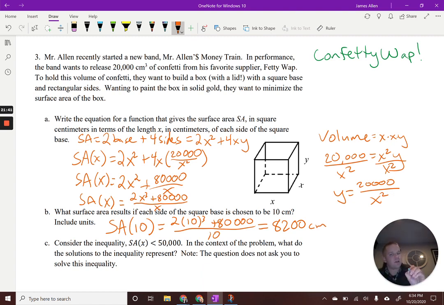8,200 centimeters, and we're talking surface area squared. Nice. Like that. There we go. Next one. Are we going to get a challenge here? Are we going to get a challenge finally?